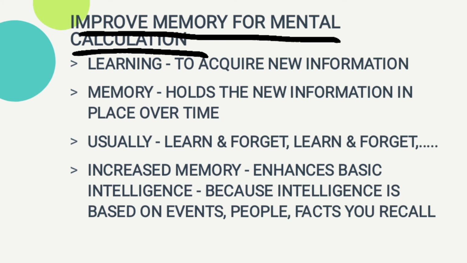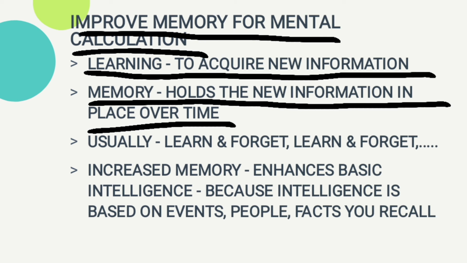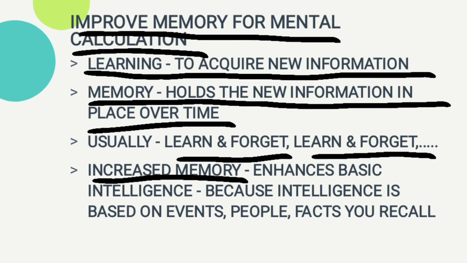First of all, ask yourself, why do you learn? Learning is to acquire new information. Next, ask yourself, how does memory help to retain that new information? Memory holds the new information in place over time. Usually, we learn and forget. This is our usual progress. With increased memory, you can enhance basic intelligence, because intelligence is based on events, people, facts you recall. Thus, recalling information is intelligence.